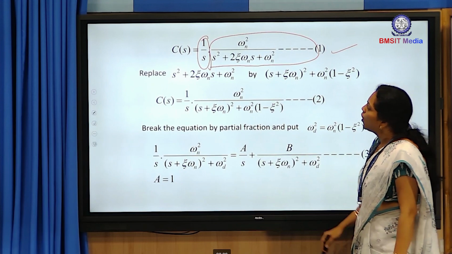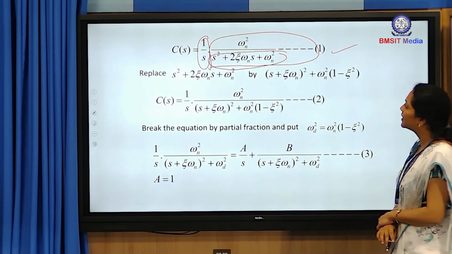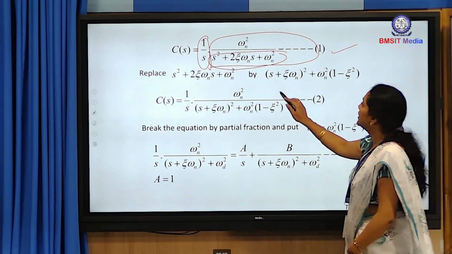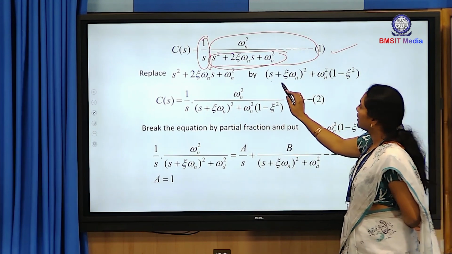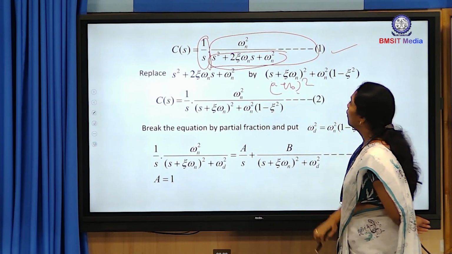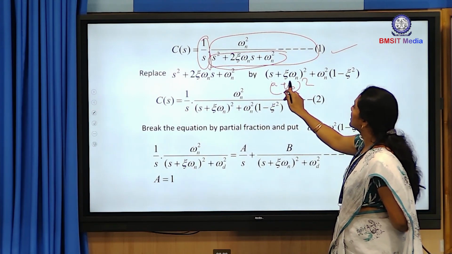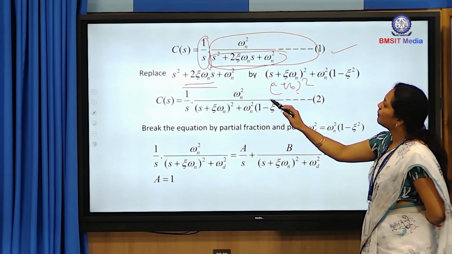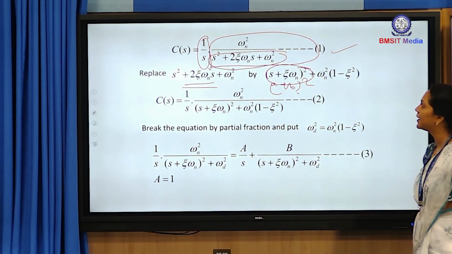Now, whatever this part of the equation is, that is s square plus 2 zeta omega n s plus omega n square, I will be replacing by s plus omega n the whole square. Now why am I using it like this? That is because it is in the form of a plus b the whole square, which is nothing but a square plus b square plus 2ab. So the same thing is here. So s square plus 2 zeta omega n s plus omega n square, I am writing as s plus zeta omega n the whole square.